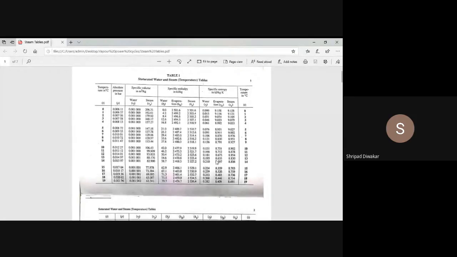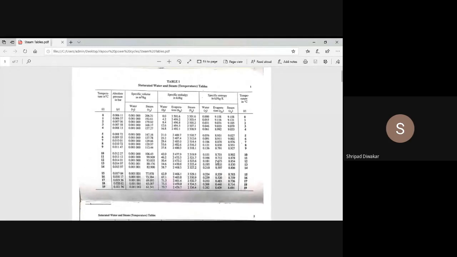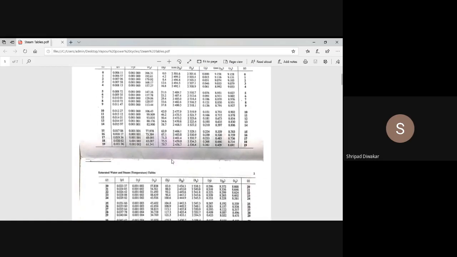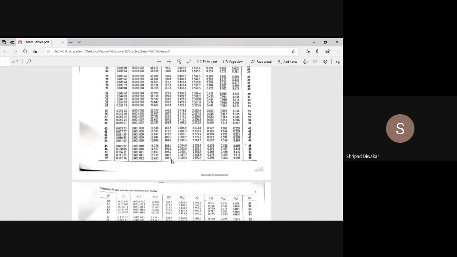So here once again I am sharing the steam tables. Okay, this is your steam table. First, the table indicates a temperature based table. You can see the first column as temperature, and immediately the second column is pressure. Suppose the temperature is 15 degrees Celsius, then the pressure of the steam is 0.01074 bar. Okay, and similarly we have two tables, one is temperature based tables and another is pressure based tables.